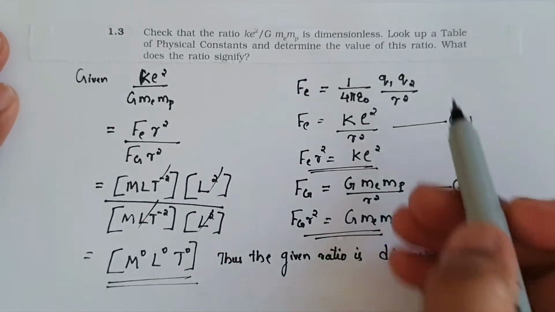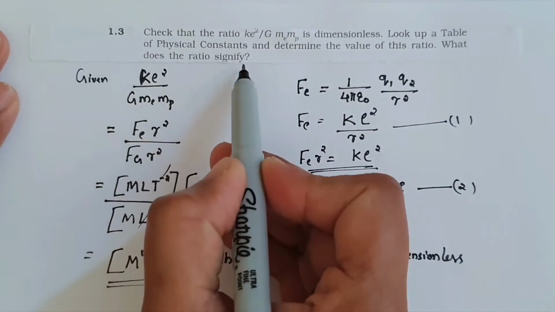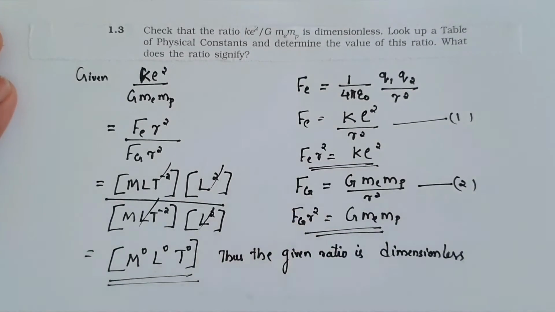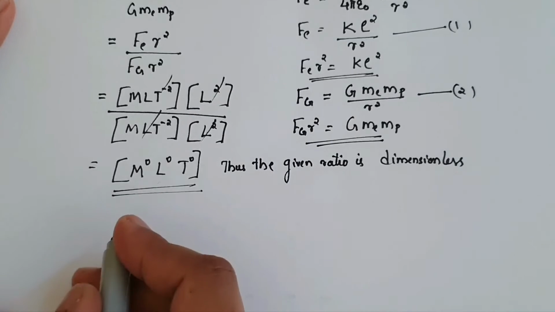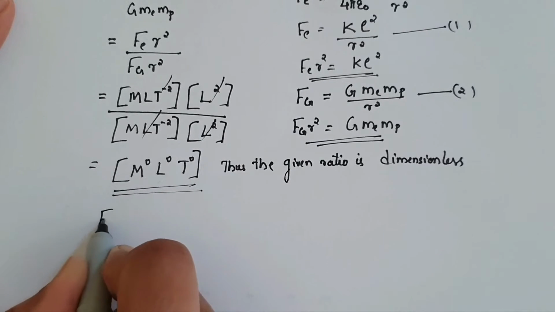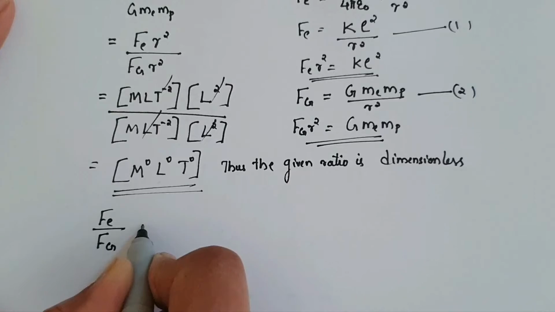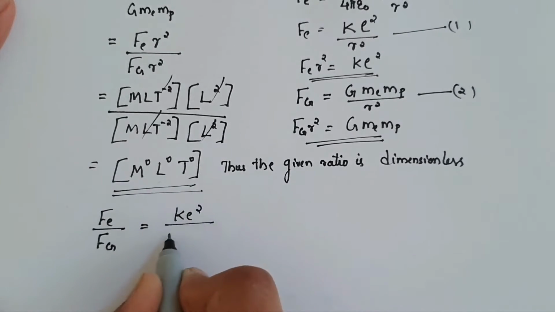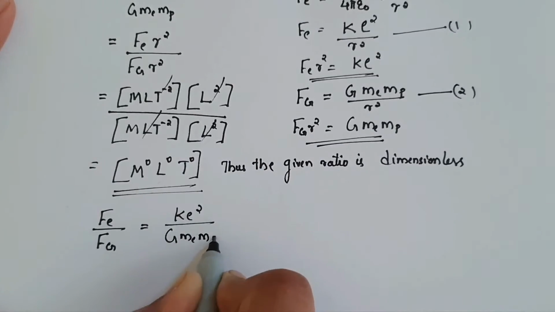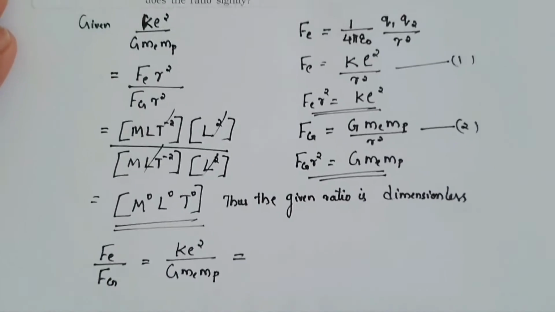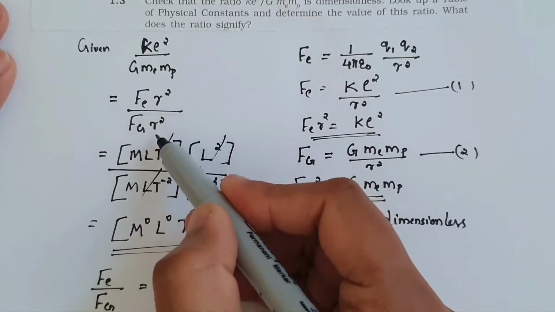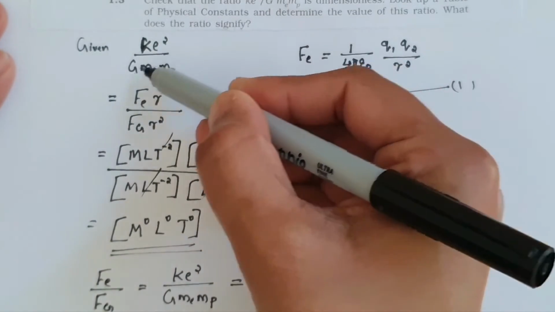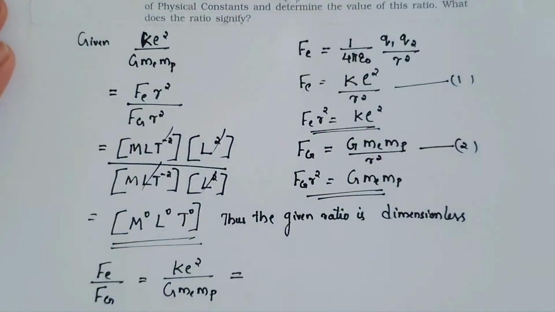Now the second question is, what does the ratio signify? From equations 1 and 2, what is Fe by Fg? That is K square by G Me Mp. If the distance between the electron and proton is the same, the r and r can be cancelled. So Fe by Fg is equal to K square by G Me Mp.